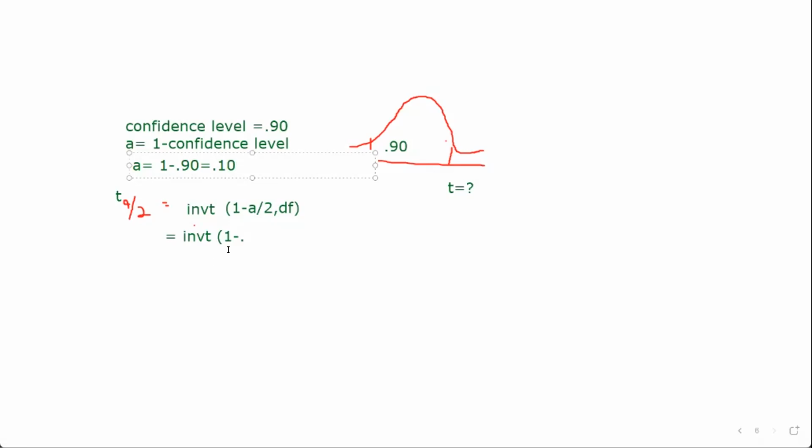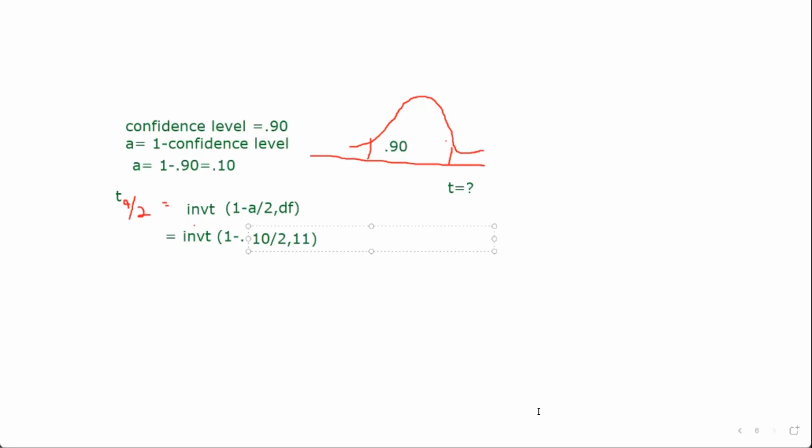So this is 1 minus 0.10 divided by 2. And your degree of freedom. So this is 1 minus 0.10 divided by 2. Remember, we have 11. So when I go to do this, I get the following. Let me switch screens.